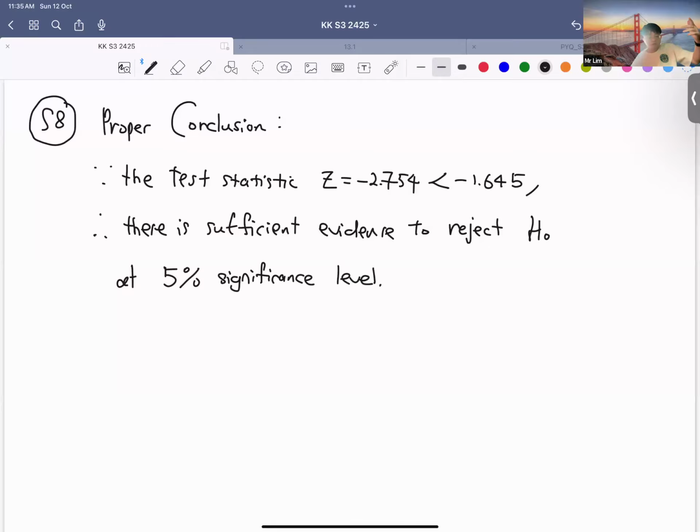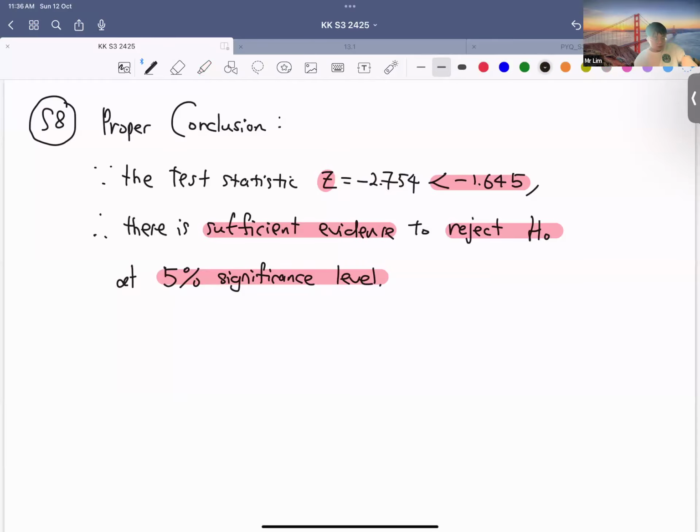Okay? You have to follow this way to write. This is always the most proper way to write. You have to state all necessary things, including stating your Z, which is less than this, stating there is sufficient evidence to reject H0 at how many percent of significance level. All of this is a necessary element in your exam in order to secure your last mark, the conclusion mark. Sometimes it's the last two marks.